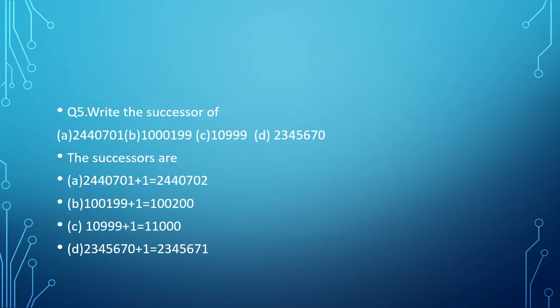Write the successors of the given numbers. We can get the successors of the given numbers by adding 1 to the given number. The successors are 24 lakh 40,702, 10 lakh 200, 11,000, 23 lakh 45,671.